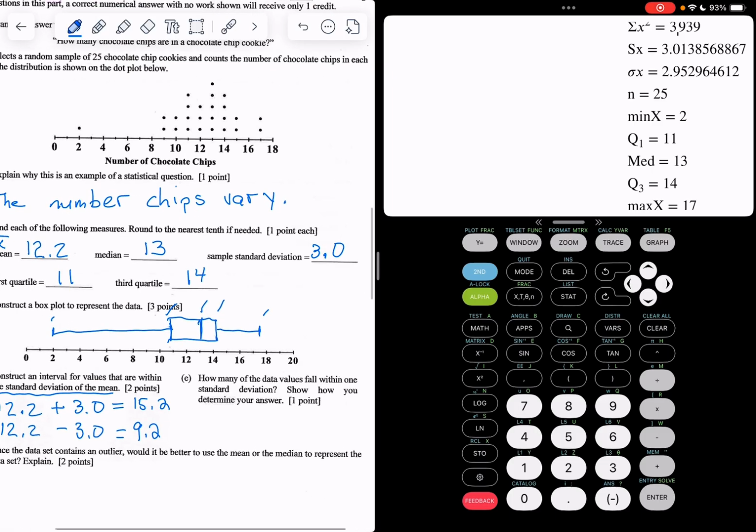All right, so we want to know how many data points are within that range. So you go up to your chart up here, and 9.2 is about here, right? And 15.2 is about here. So all those within that box are data. So there's 1, 2, 3, 4, 5, 6, 7, 8, 9, 10, 11, 12, 13, 14, 15, 16, 17, 18, 19. There are 20 values.